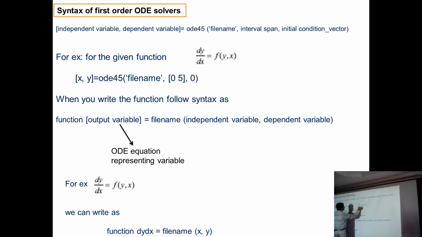Let's see here. Return dy by dx to f of y comma x. So I have written. See, when I'm using functions, you know the function syntax. Function, output variable, file name, input. So dy by dx, I may have written as dy by dx, whatever may be the output variable. Function output variable is equal to file name, independent variable.